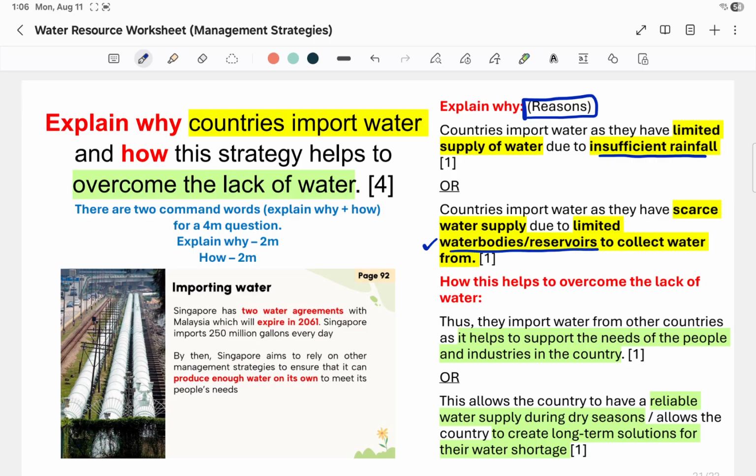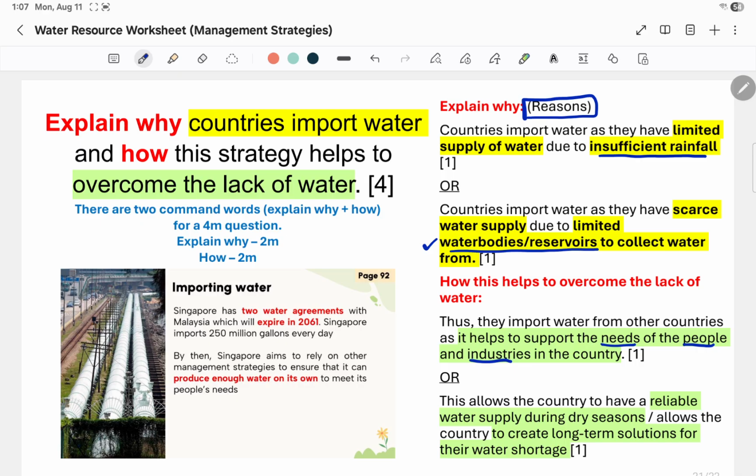Now the next one is to explain how the action of importing water helps to overcome the lack of water. Number 1, it helps to support the needs of people, right? Because early on, at the start of the chapter, we realized that people need water for domestic users, agricultural users, industrial users, even recreational users. So this supports the needs of not just the people, but the industries in the country as well.